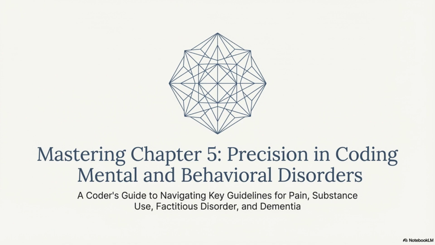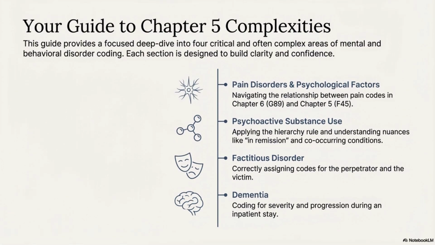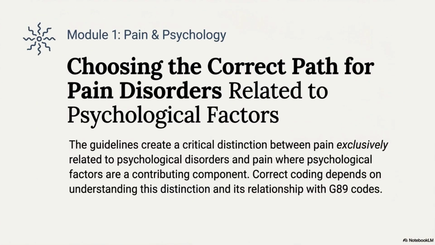So, let's get started. Chapter 5 can feel overwhelming because it covers so many different behavioral and psychological conditions. This guide focuses on 4 areas that tend to cause the most confusion: pain disorders with psychological factors, psychoactive substance use, factitious disorder, and dementia. Each section builds clarity and confidence so you can code these conditions accurately. Let's start with pain disorders.